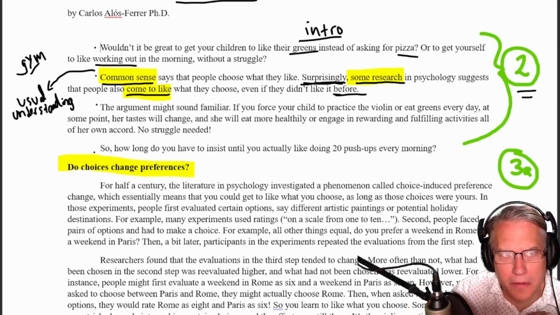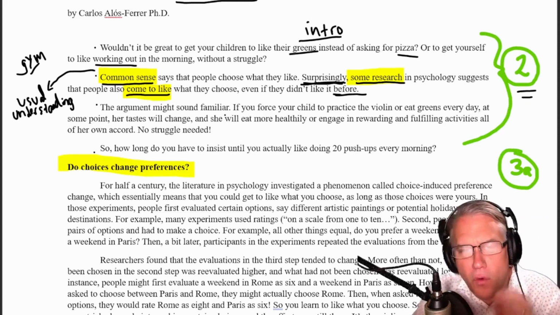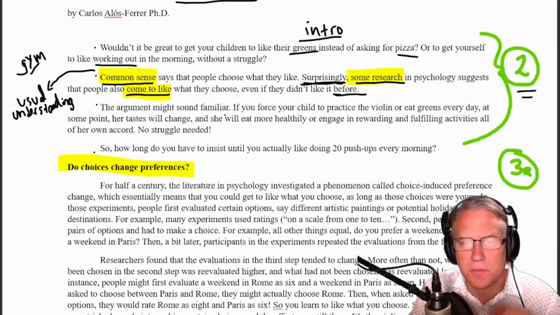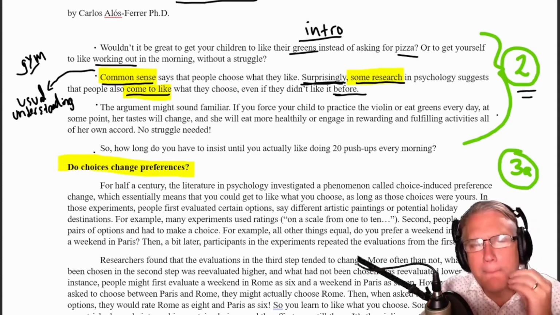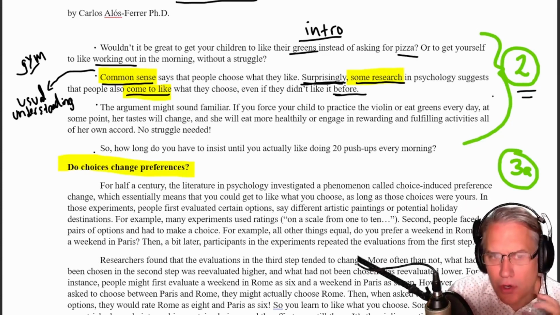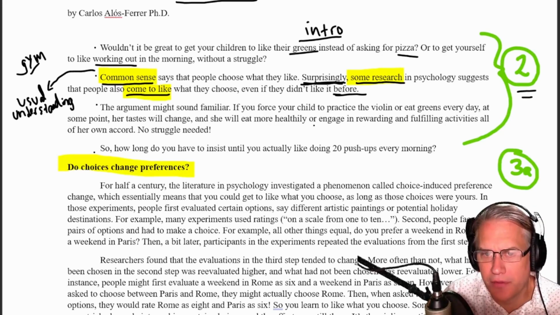The argument might sound familiar. If you force your child to practice the violin or eat greens every day, at some point, her tastes will change and she will eat more healthily or engage in rewarding and fulfilling activities all of her own accord. No struggle needed.